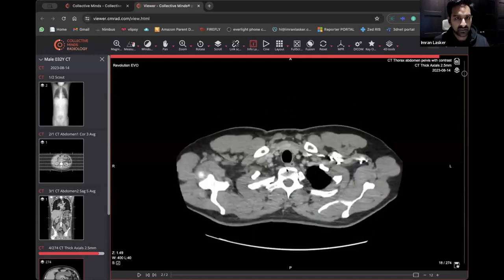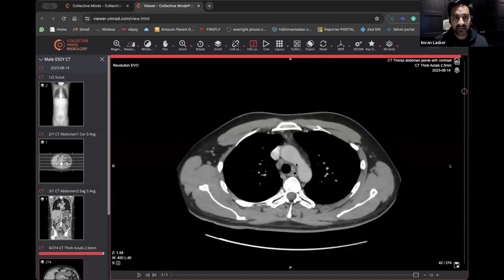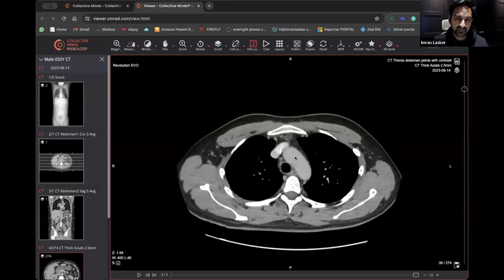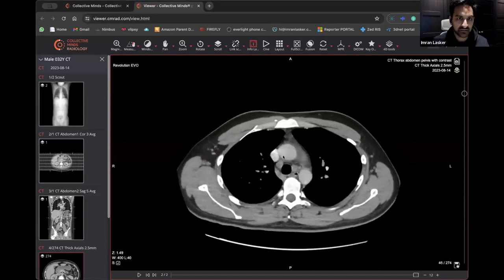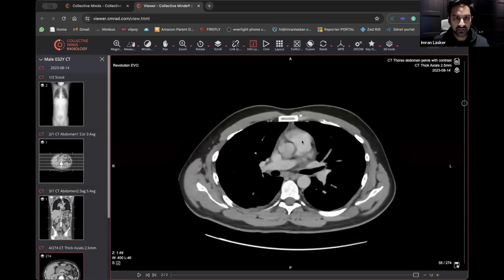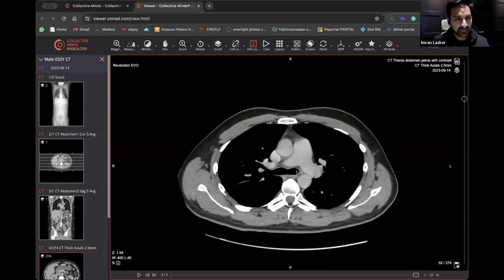So let's go from the top. Is this a contrast enhanced study? Yeah, you can see there is a bit of contrast sitting within the aorta. You can see some contrast sitting within the pulmonary arteries, but none of these are particularly bright, are they? So the aorta is not bright, the pulmonary arteries are not bright. So this is not a CTPA. This is not an aortogram either.